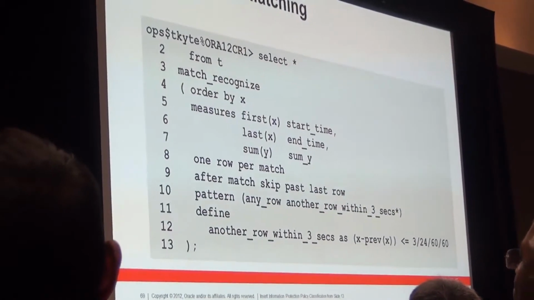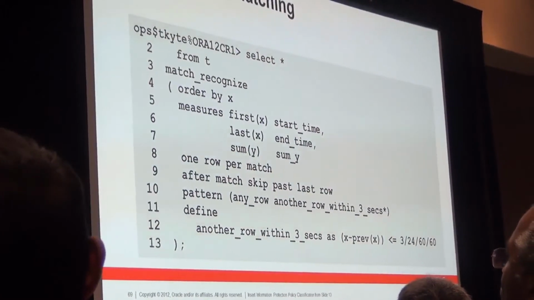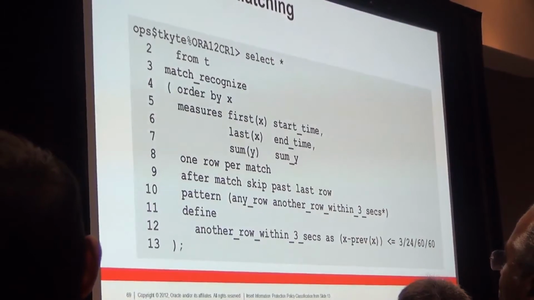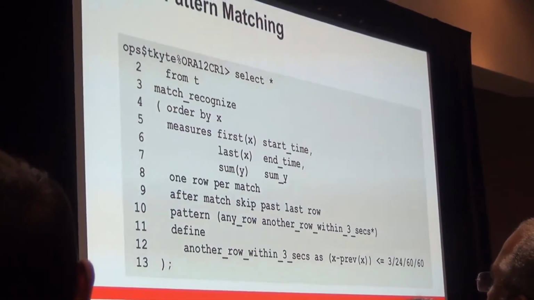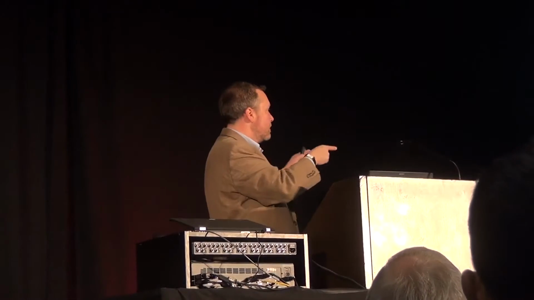After the match, line 9, skip past the last row. Where do I start looking for the next pattern? I could start on row 2, but that would be boring, because I'd find groups within groups within groups. I could start on the last row of the first pattern, but that wouldn't be exciting here. We already know it's not within 3 seconds of the next row. So I would position the cursor pointer to be the 4th row in this result set to start looking for the next group.